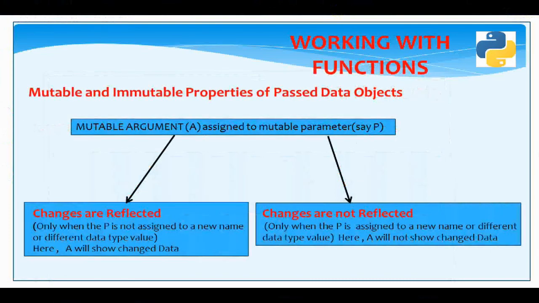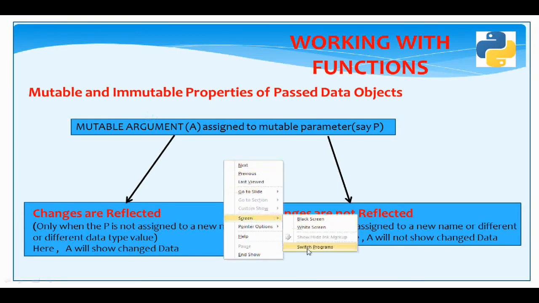Now the second case is when we are passing a mutable argument such as a list. Then what will happen? There are two cases: either the changes are reflected or the changes are not reflected. This will depend on how we are dealing with it. The first case is where changes are reflected. This is the case when the variable such as a list is not assigned to a new name or new data type. Any changes which we make in the list are then reflected.